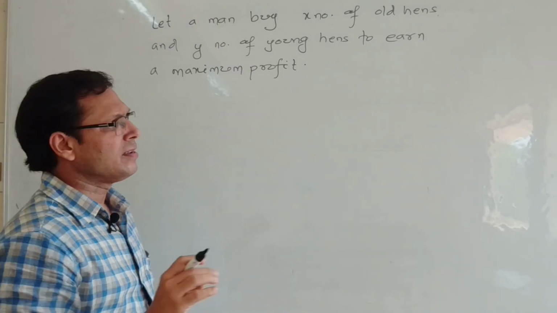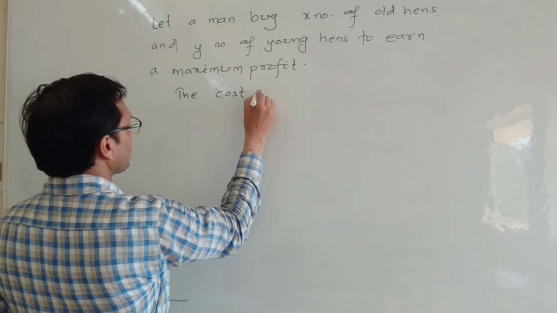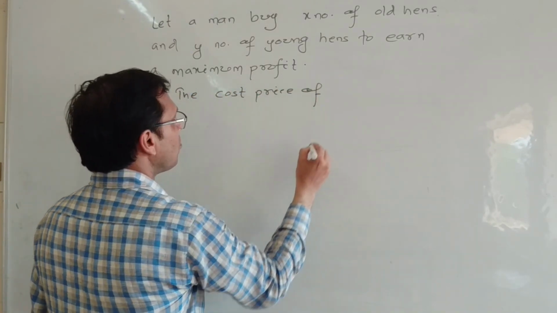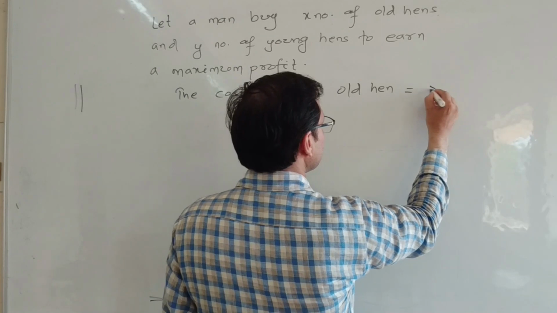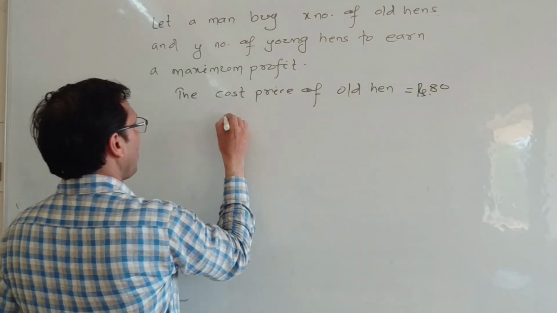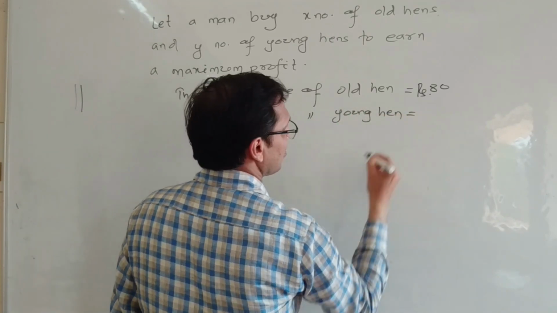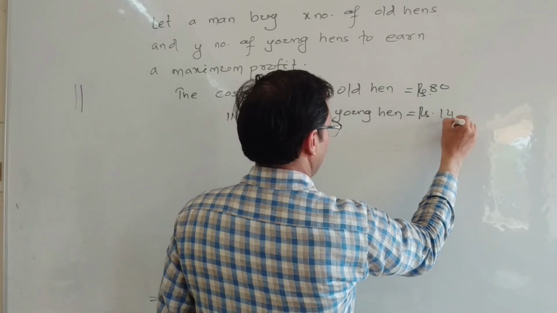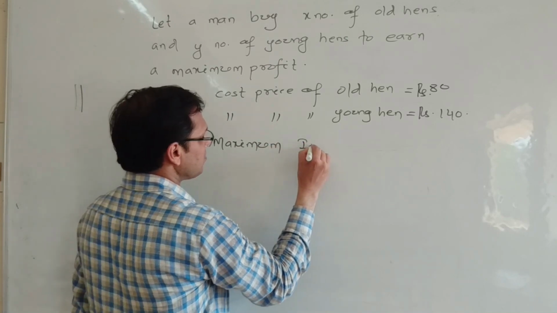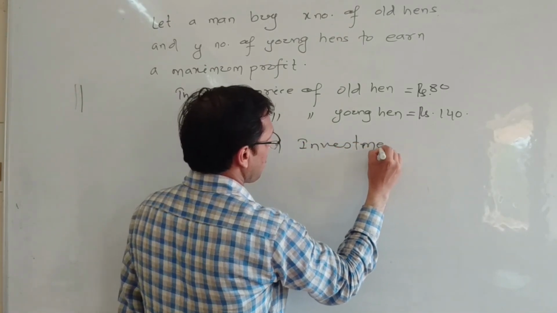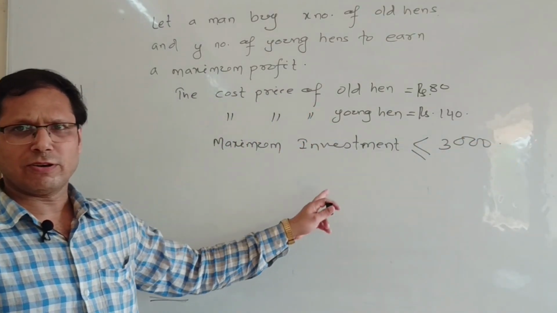Okay, then the cost price of old hen is equal to how much given? 80 rupees, and the cost price of young hen is equal to 140 rupees. Maximum investment is less than equal to given 3000. Okay, would you follow or not?